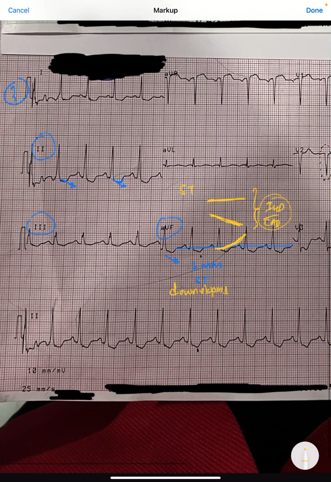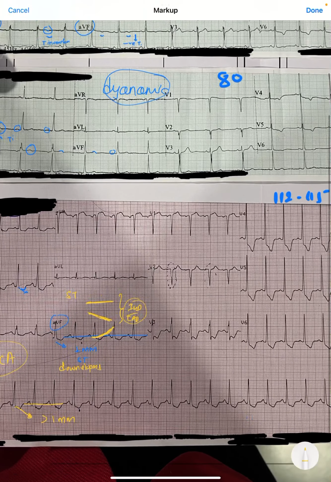So in the same patient, when the heart rate is high, it shows downsloping ST depression, T wave inversion, and ST depression of more than 1 millimeter, which is significant for coronary artery disease. This patient actually had significant right coronary artery disease. The patient had almost 90% right coronary artery blockage, for which angioplasty was done.